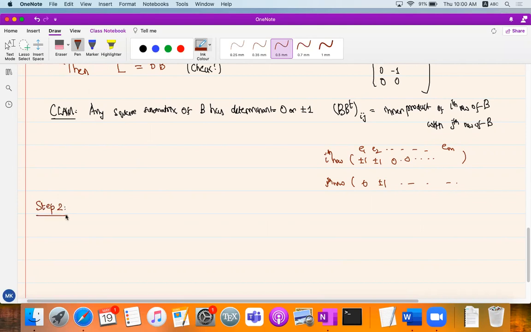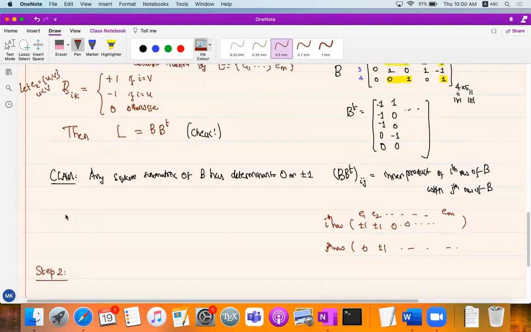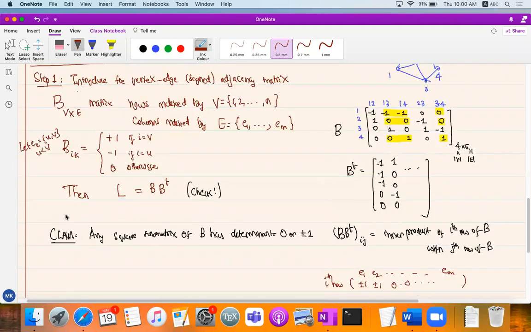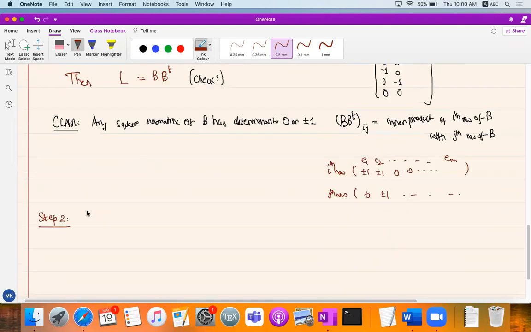Step 2. Here, I may be introducing something that you do not know. If you do not know, then this is an excellent opportunity to learn this very interesting and important fact. So, okay, L is B transpose, we saw.